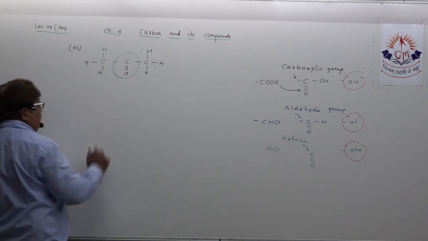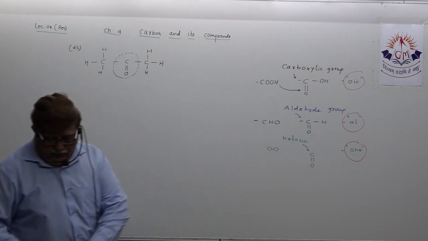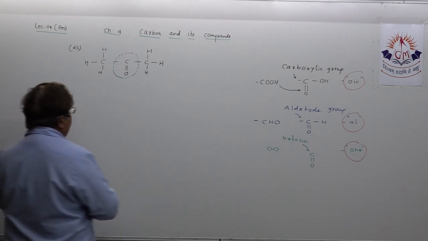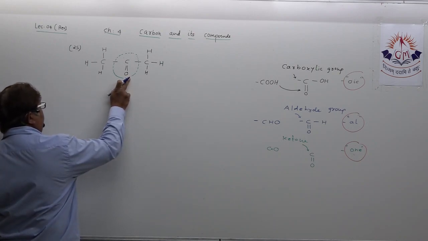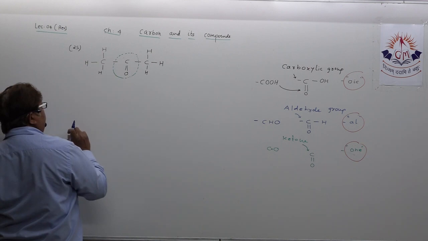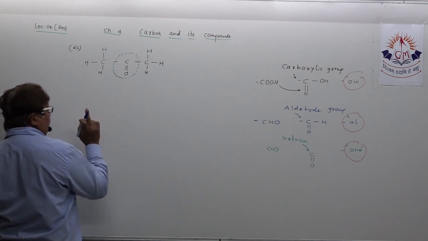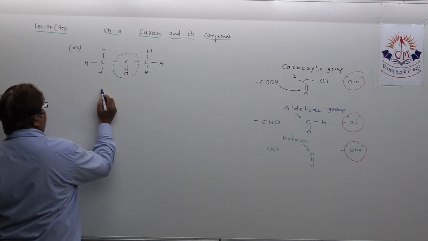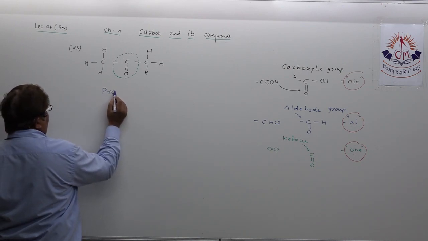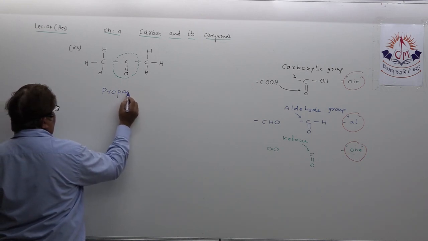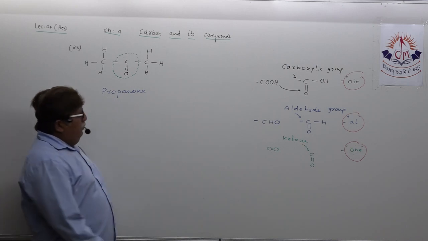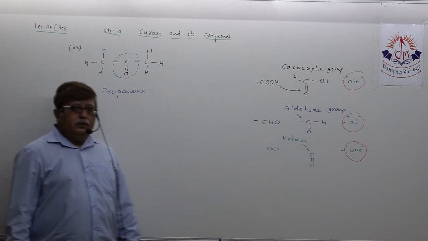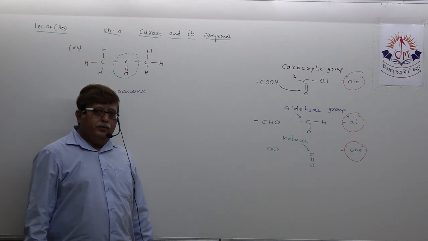Let me name this particular organic compound. Okay, what should I name it? ONE suffix because of this ketone group, consisting of 3 carbon atoms, which means propane. So this is the way you can name it as propanone. Understood? So this is the name of the organic compound.